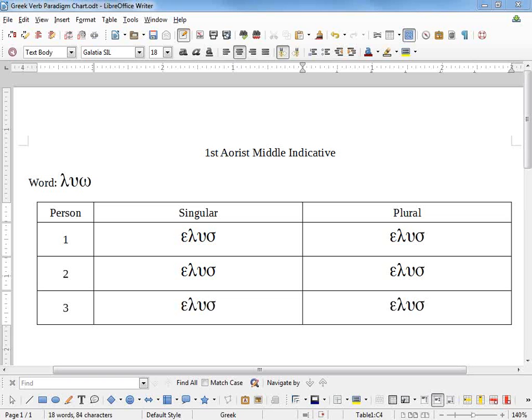All right, and then I'm going to add our middle endings to this now. So for the first person singular, it's alpha, mu, eta, nu, elusamine.